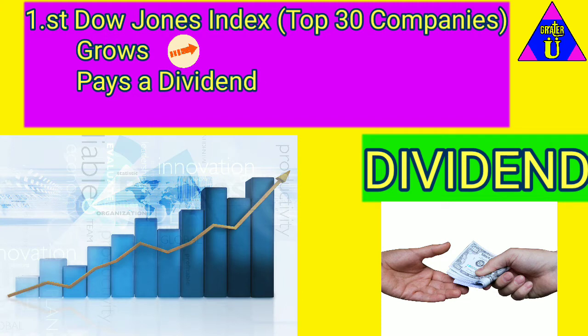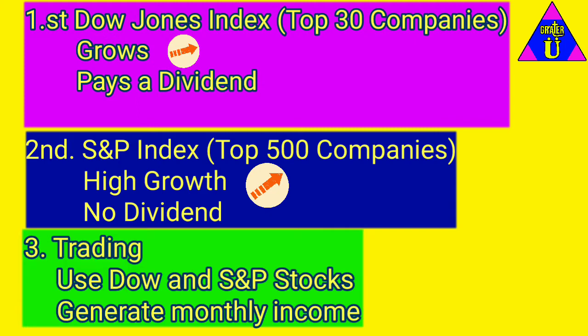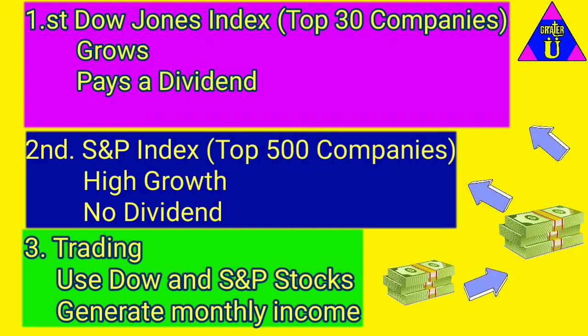months. Now, the second is the S&P Index. That's the top 500 companies in the New York Stock Exchange. They have a higher growth, but they don't pay a dividend. And the third one is trading, using Dow and S&P stocks to generate monthly income that is used to build the positions in the other 2. So the market gives you money to invest with when you learn how to trade.